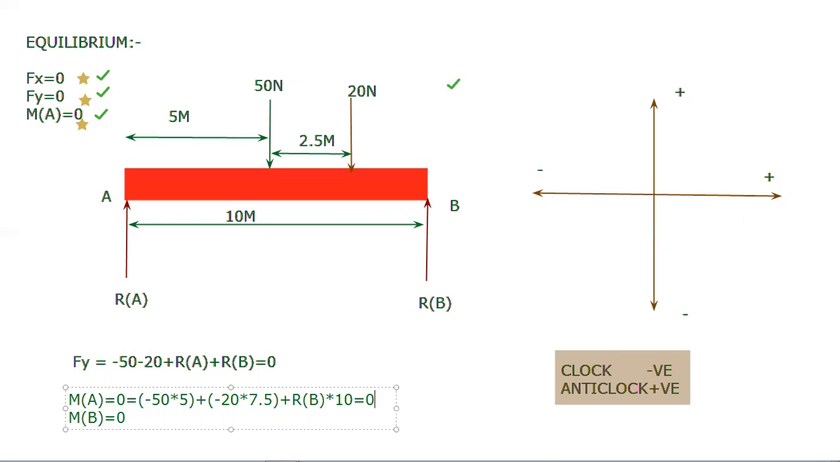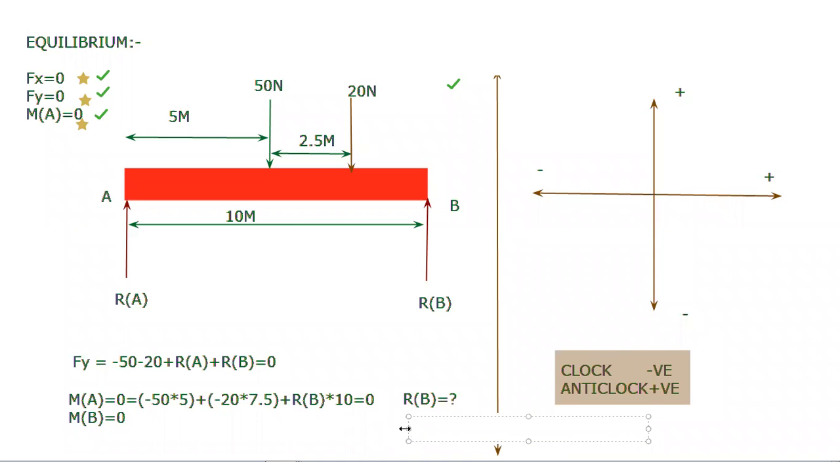That is summation of moment at point A is equal to 0. Now from this equation, you are able to find the value of RB. If you solve this equation, you also put this numerical in your assignment, you will get the value of RB. And after that, you are able to get the value of RA. So in this way, you will get the value of RB as well as RA.